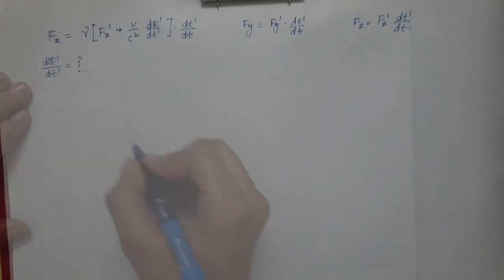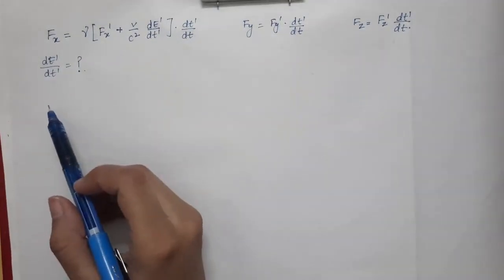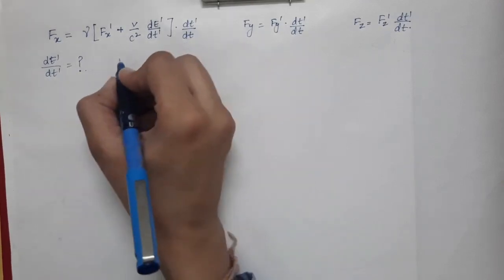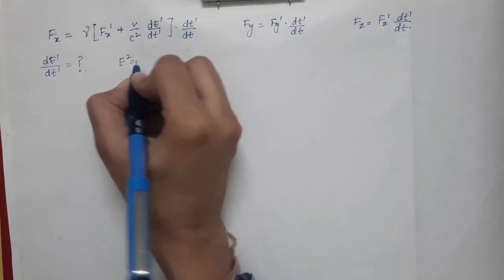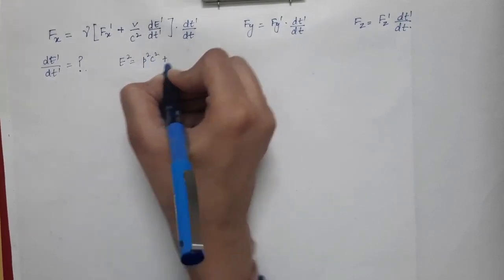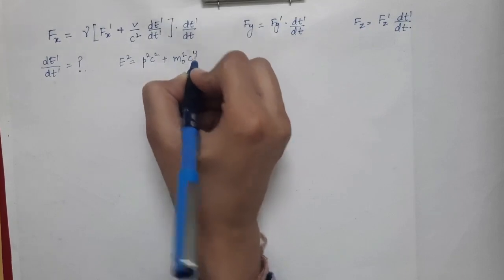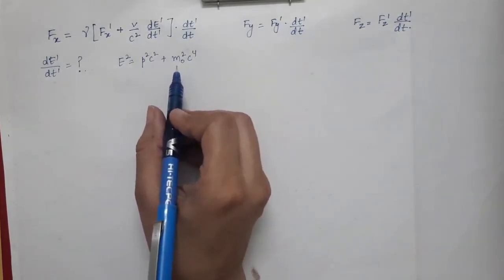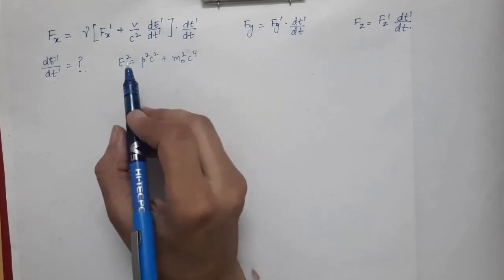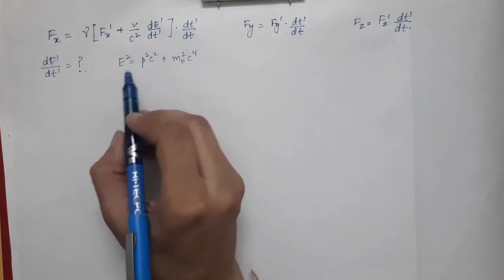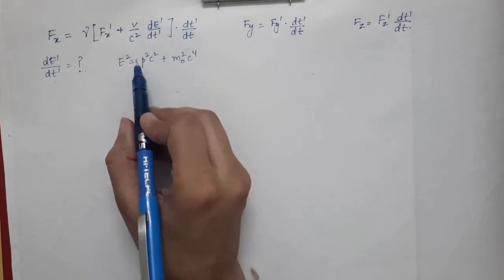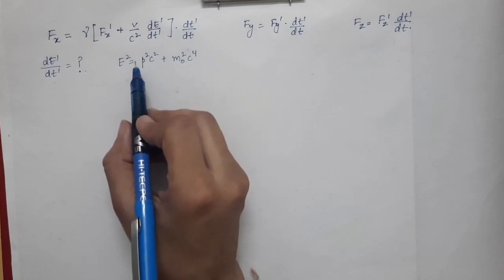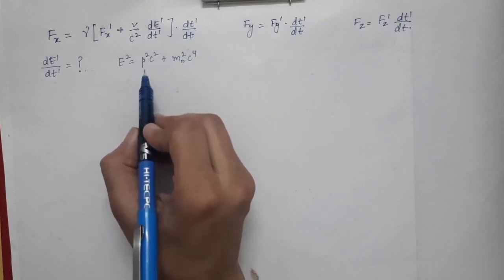So what is E prime? Now E prime is the energy of the particle in S prime frame. As we know, energy is written as E square is equal to P square C square plus M naught square C power 4, where P is the momentum of the particle, M naught is the rest mass of the particle, and E is the energy associated with that particle. So this P square can be written as P vector dot product with P vector.